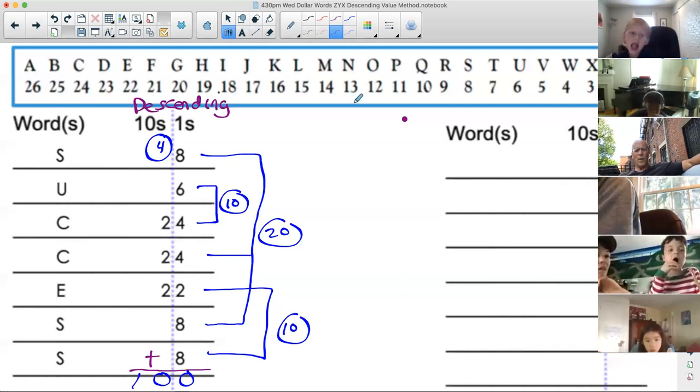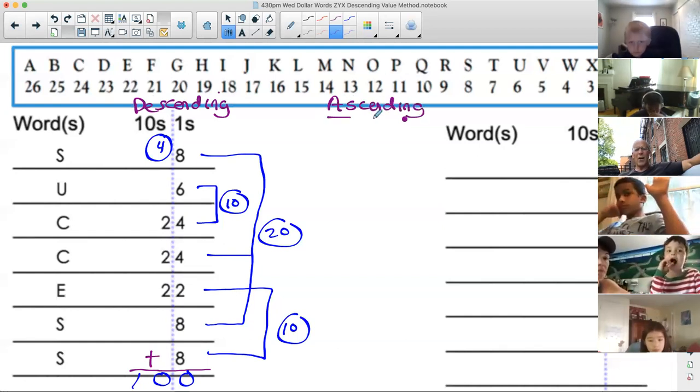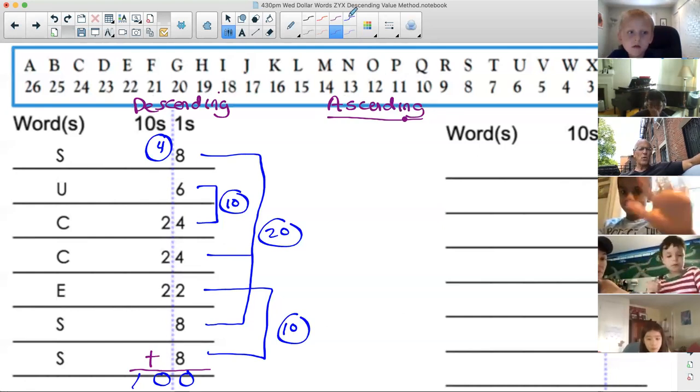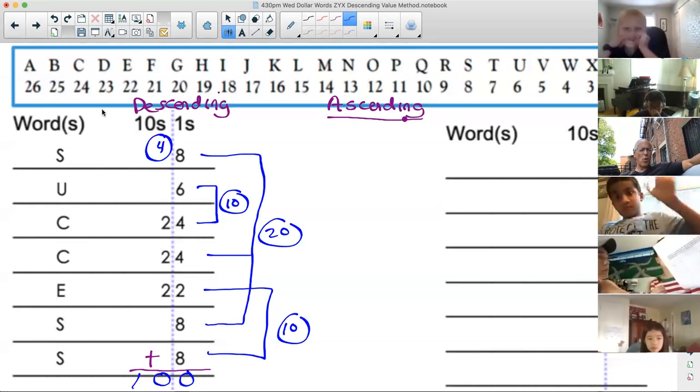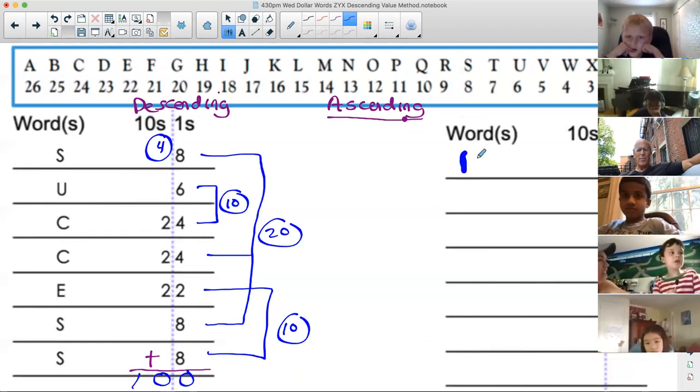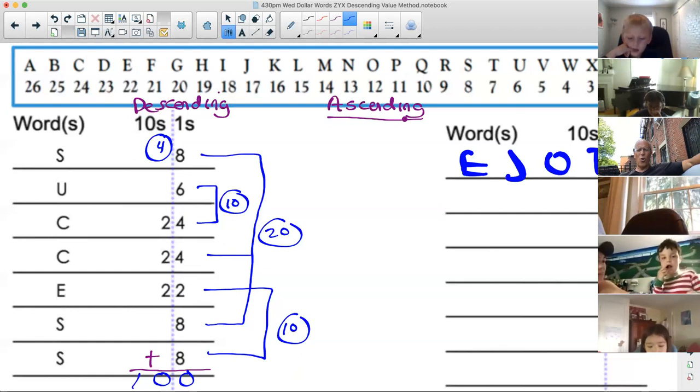Now, I'm wondering if anyone remembers what acronym we use to figure out the ascending method. Remember those special 5 letters? And hold on a second. Don't wave. Just raise your hand if you remember what they were. I'm going to go with Mark on this one. Ejadi. Everybody write it down. And can someone else, Kelsey, can you tell me why we like Ejadi?